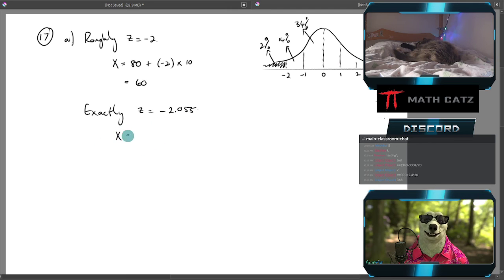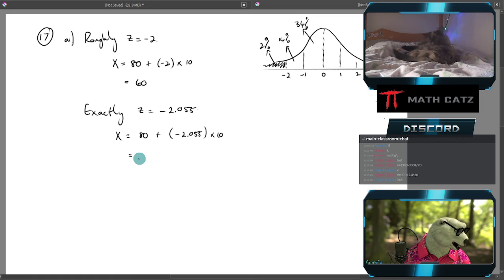I still want to find the corresponding raw score, and now it'll use this z-score in that same formula. Now this one I'll show on the calculator just so we have something to see. 80, I'll just do the minus right away, 2.055 times 10, but it's certainly something you could have done in your head, I know. And we get close to where we were, 59.45.